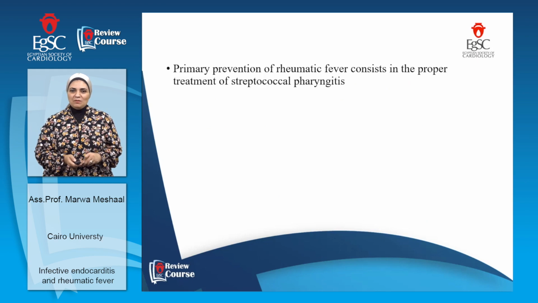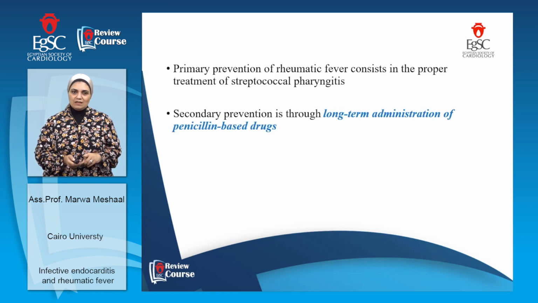Primary prevention of rheumatic fever is based mainly on the proper treatment of streptococcal infection. This is the very important step, and it's much better than treating and dealing with rheumatic heart disease after it occurs. The secondary prevention is based on the long-term administration of penicillin-based drugs, mainly the long-acting intramuscular injection.